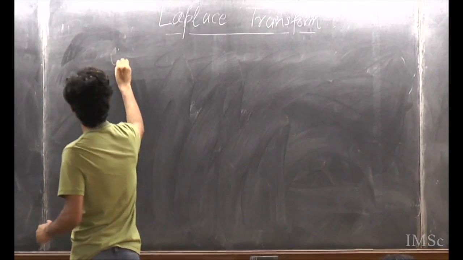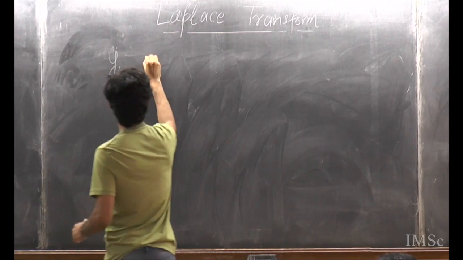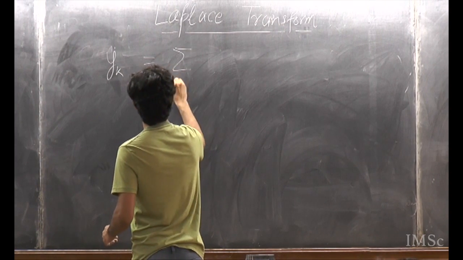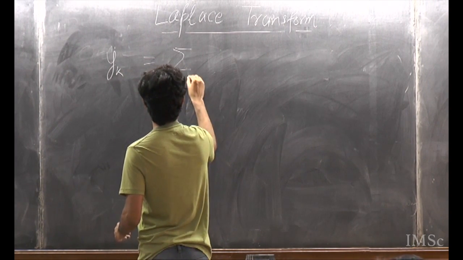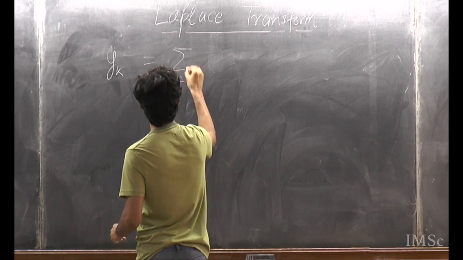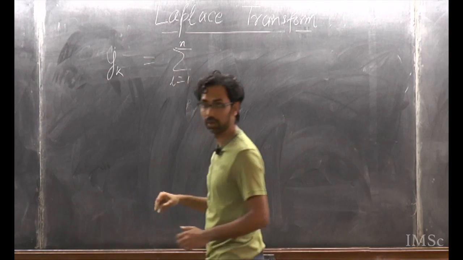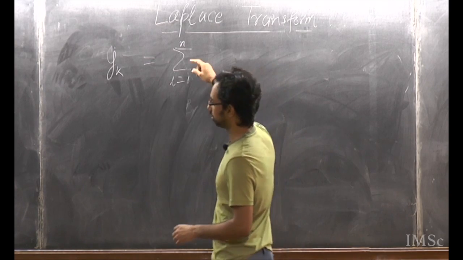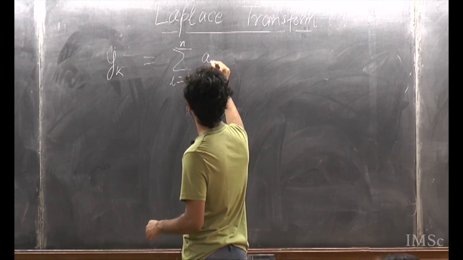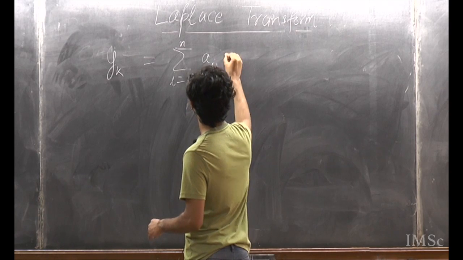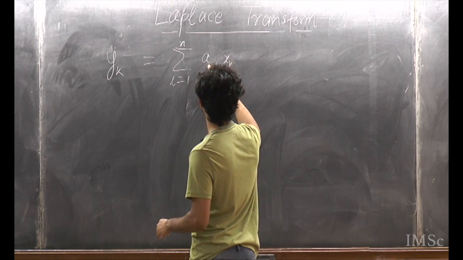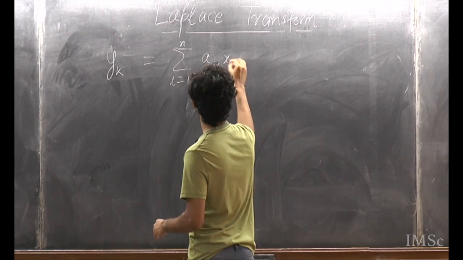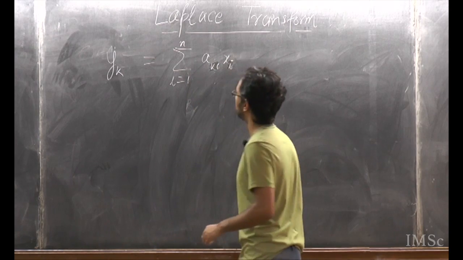So the formula for y_k is the sum, i equals 1 to n. Yeah, so it's a_ki x_k. Sorry, a_ki x_i. Right?